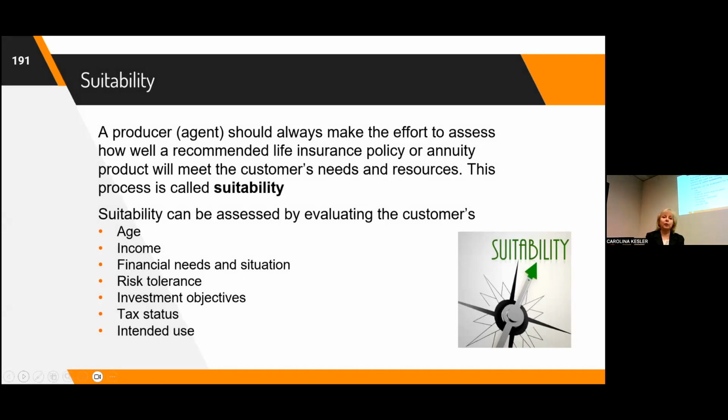All right, suitability. This is the most important thing in your whole business, suitability. Don't write something for somebody they don't need. If you have a client who's 57 years old and they have no children, no spouse, no bills, why are you writing them life insurance? It better be a small amount, to pay for their death protection, right? Unless they tell you they want to leave some money to somebody specifically. Otherwise, you better be writing their investments, right? They need cash, savings, investments. So suitability can be assessed by evaluating the customer's age, income, financial needs and situation, risk tolerance, investment objectives, tax status, and then their intended use.